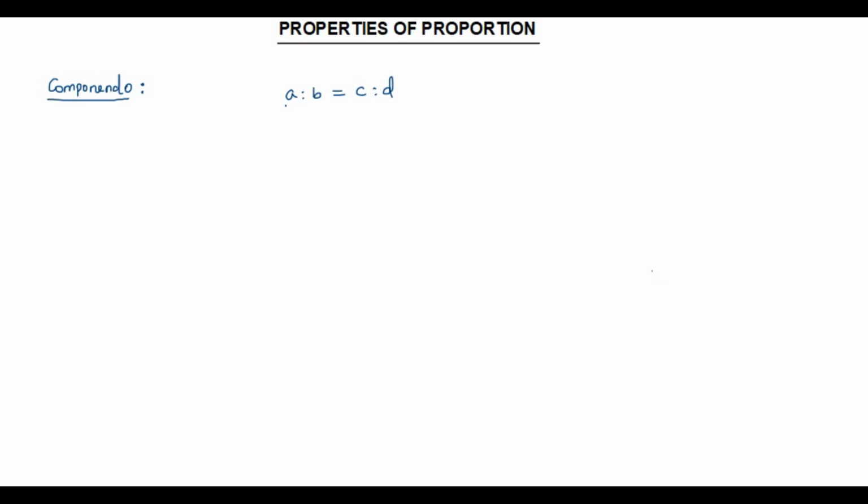Okay, now what I am going to do in the first ratio A is to B is I am going to add the second term B to the first term A. I get A plus B. Now I take the second term B. Now I form a new ratio with A plus B as first term and B as second term.